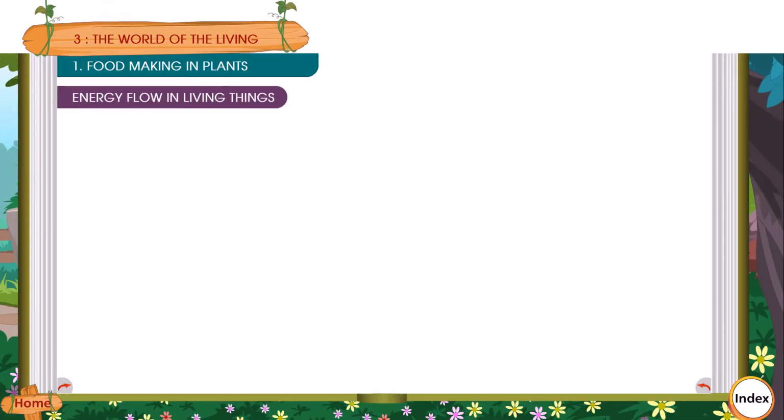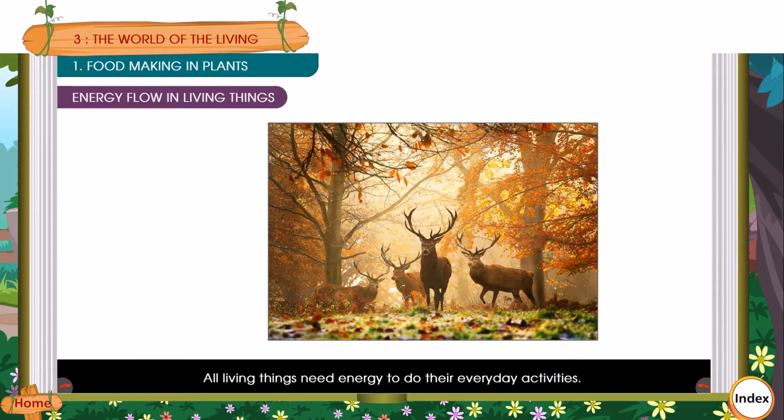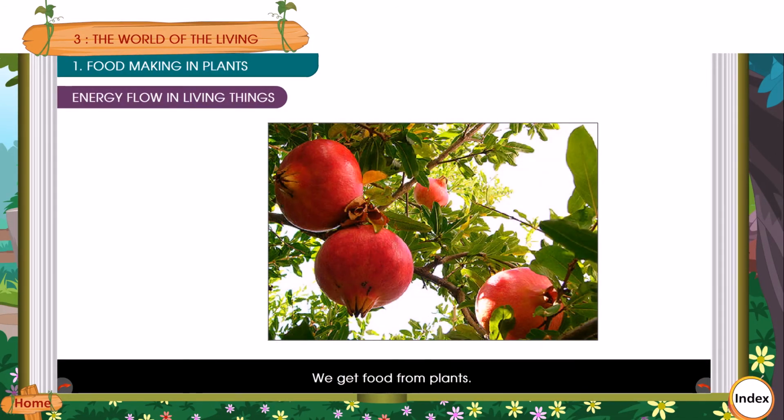Energy flow in living things. The sun is the main source of energy for all living things. All living things need energy to do their everyday activities. This energy comes from food. We get food from plants.